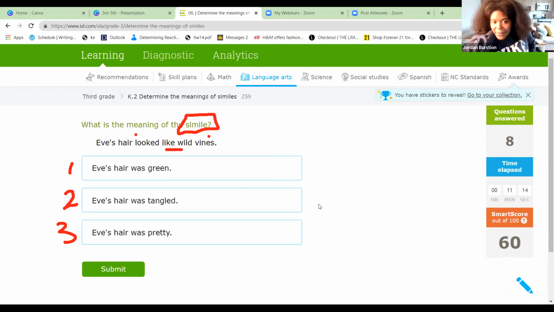So it says, what is the meaning of the simile? Eve's hair looked like wild vines. Eve's hair was green. Eve's hair was tangled. Eve's hair was pretty. Now, vines can be green, vines can be tangled, and vines can be pretty. But the fact that they said it's one special word, wild vines, probably talking about the type of vines that are all tangled up like Eve's hair.